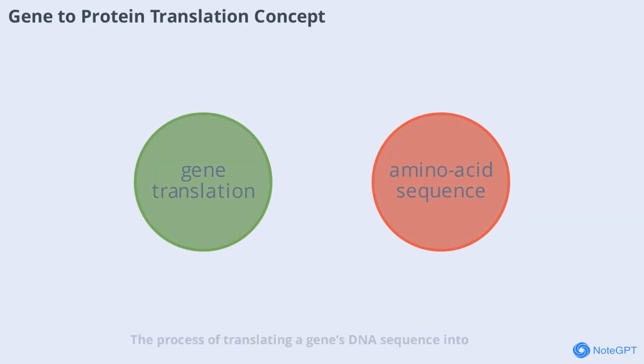The process of translating a gene's DNA sequence into a protein's amino acid sequence is central to molecular biology. Tools like ExPASy's Translate tool automate this conversion, helping you understand how genetic information is expressed as functional proteins. This concept is vital for studying mutations, protein function, and disease mechanisms. By moving from gene to protein, researchers can link genetic variations to biological outcomes, paving the way for targeted therapies and personalized medicine.